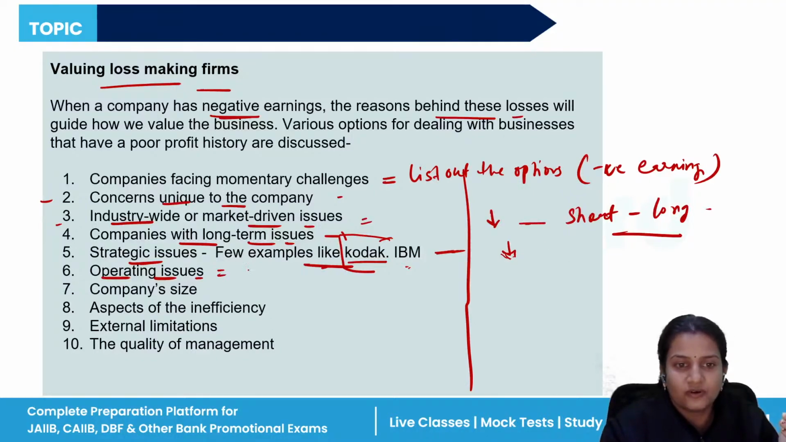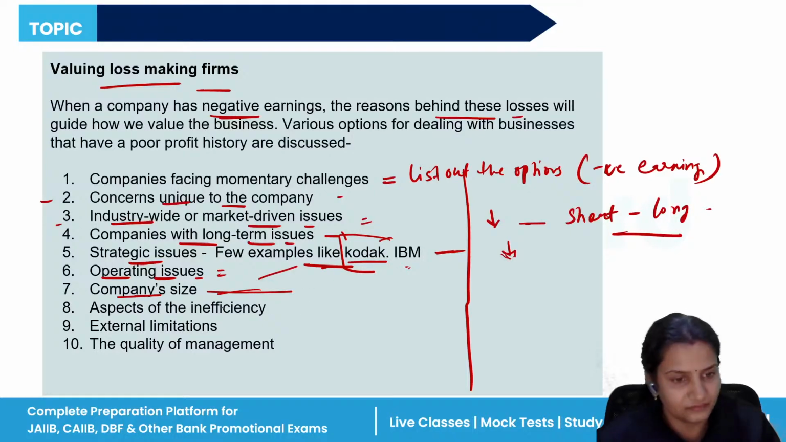Again, operating issues: internally the system is not working, the people are not working properly, they are not working in a cooperative way. One is going in this direction, another one is going in that direction. Now the company size: if the size is too small, it cannot retain its growth; if the size is too big, there is less of a human element that can handle the company. So this is also one of the reasons that may give negative earnings.